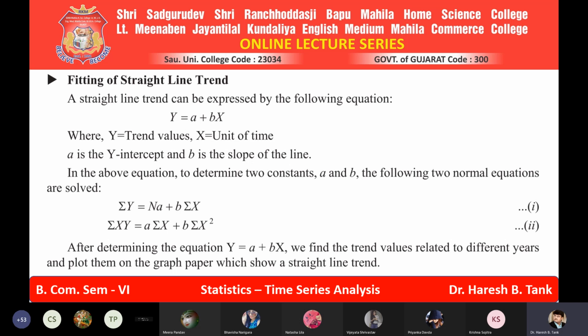If you have pen and paper with you, just write down the standard form of a linear equation. y is equal to a plus bx. Have you written it?